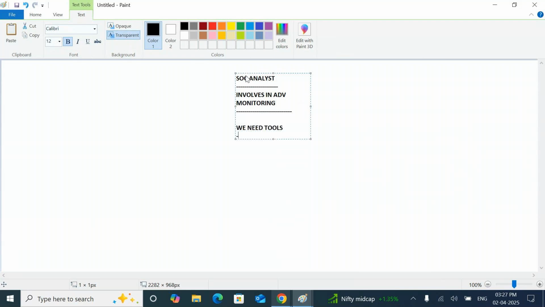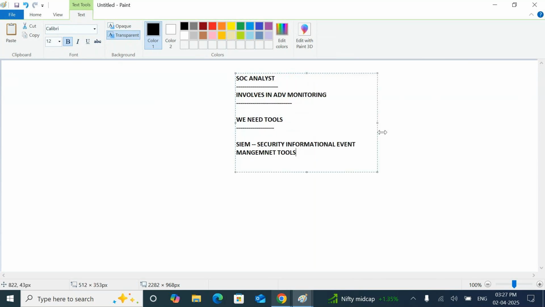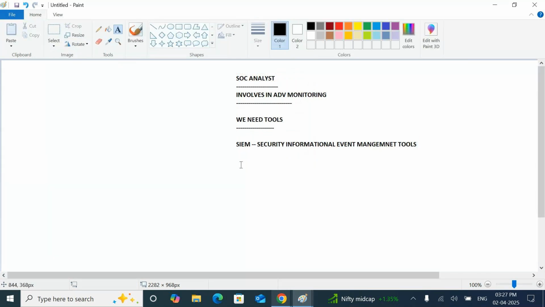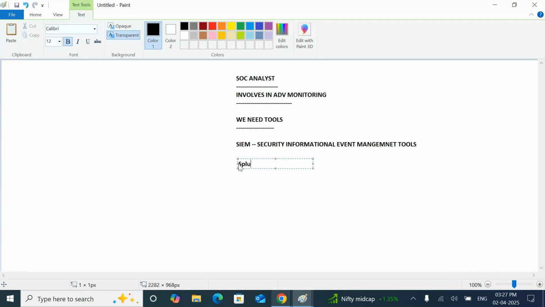Those tools we call SIEM tools, security information and event management tools, advanced monitoring tools. In the present market there are multiple SIEM tools, but I am talking about Splunk. Splunk is one of the advanced and best SIEM tools. It is the leader of the SIEM tools.